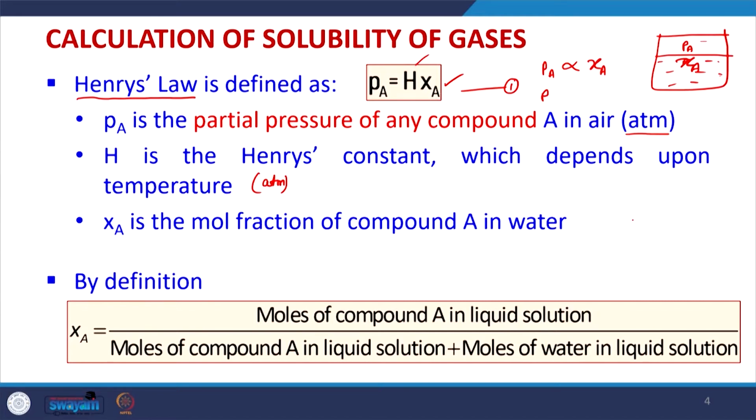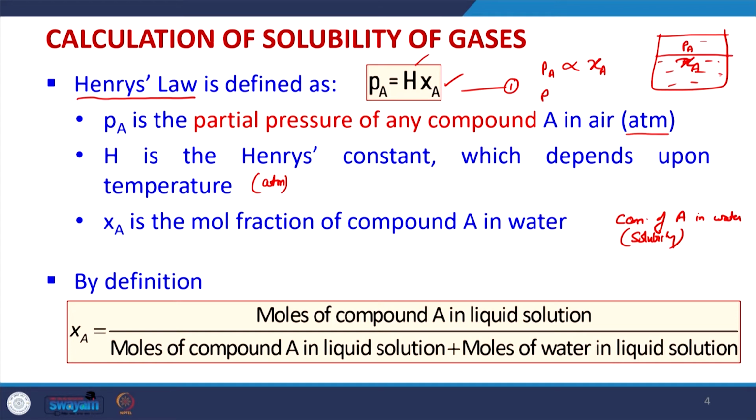Now, XA is the mole fraction of compound A in the water. Our aim from this equation is to find the concentration, so we have to convert the mole fraction into the concentration of A in water. The concentration of A in water is basically the solubility. So this will give the value of solubility in water. This is what we are going to derive, and it is very necessary for understanding many things.